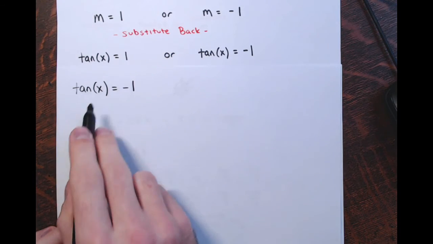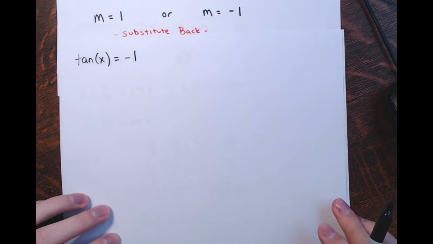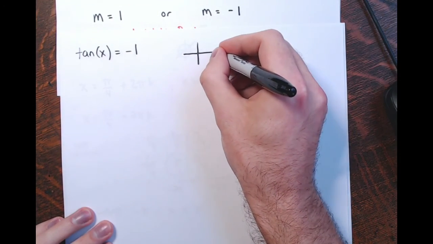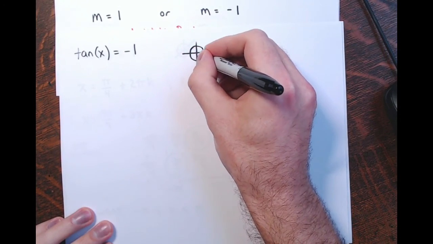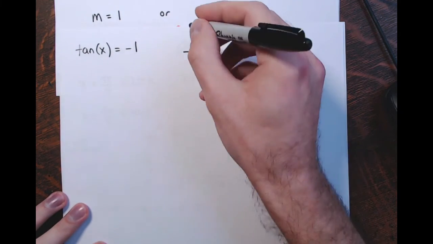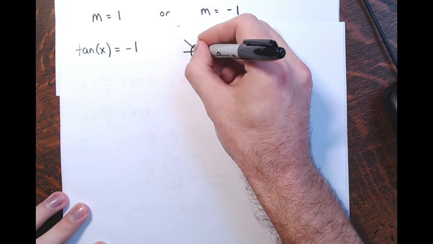Again, the trig function is isolated. The trig function is alone. And then I just think once around the unit circle, going counterclockwise. What angles have a tangent of negative 1? Well, those would be in quadrant 2 and quadrant 4.